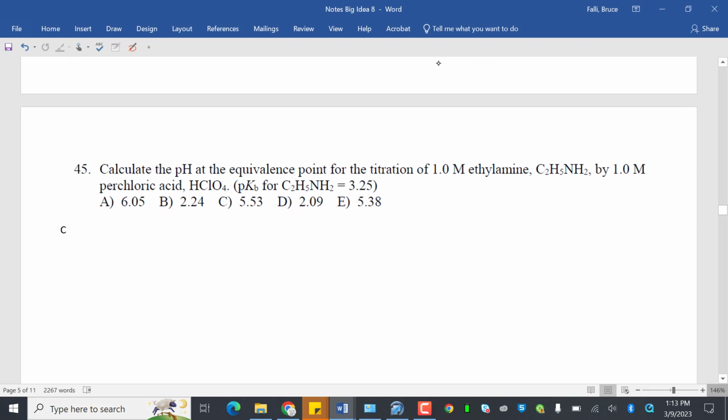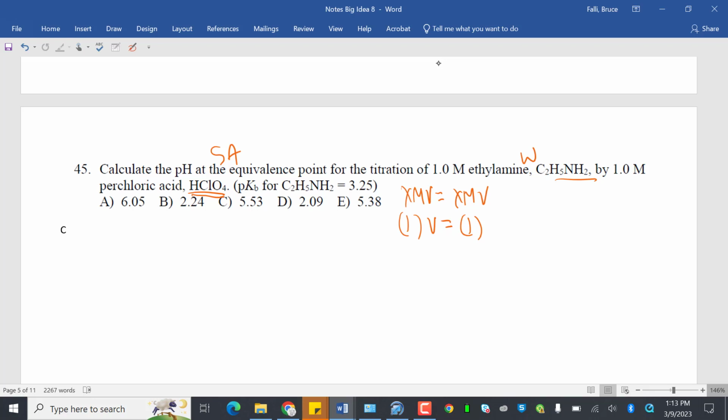So I have ethylamine and perchloric acid. Okay, strong and then weak. So what I'm going to do is figure out moles of each. So, calculate the pH at equivalence. So, MxVx equals MxVx. Notice it's a regular weak base, only one H. So I like to put my acid on my left. So I'm going to have 1 molar, volume is what I'm going to solve for. And then I have 1 molar.